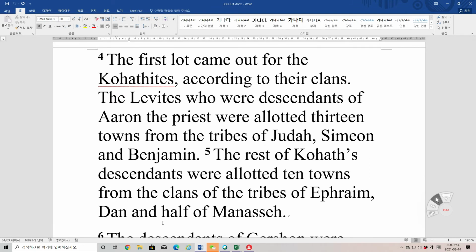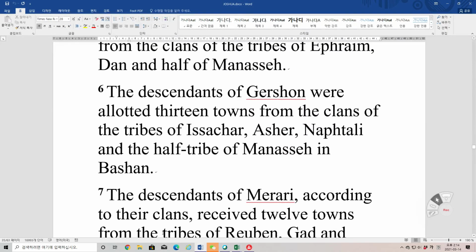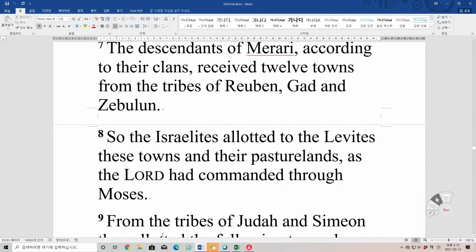The Levites who were descendants of Aaron the priest were allotted 13 towns from the tribes of Judah, Simeon, and Benjamin. The rest of Kohath's descendants were allotted 10 towns from the clans of the tribes of Ephraim, Dan, and half of Manasseh. The descendants of Gershon were allotted 13 towns from the clans of the tribes of Issachar, Asher, Naphtali, and the half-tribe of Manasseh in Bashan. The descendants of Merari, according to their clans, received 12 towns from the tribes of Reuben, Gad, and Zebulun. So the Israelites allotted to the Levites these towns and their pasture lands as the Lord had commanded through Moses.